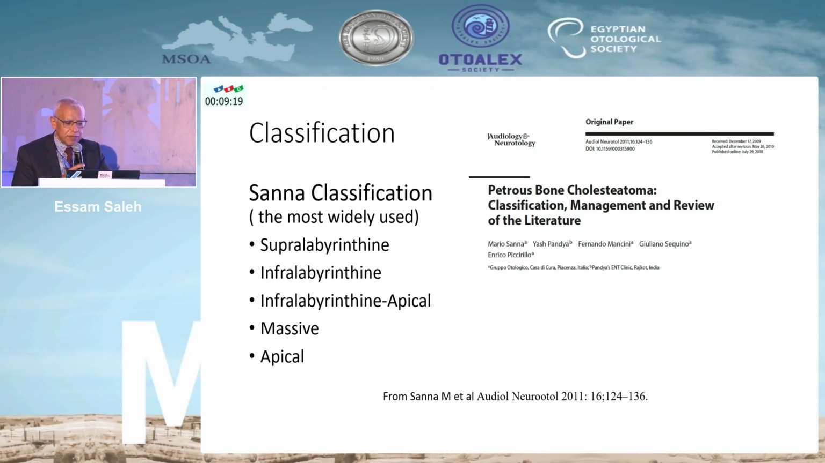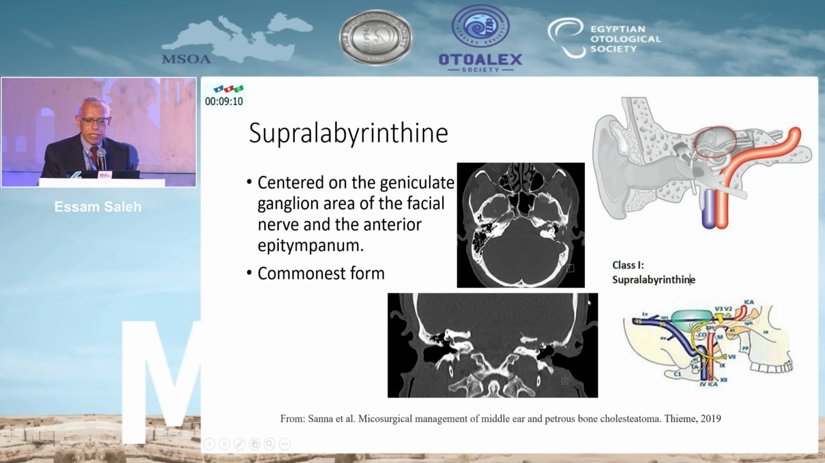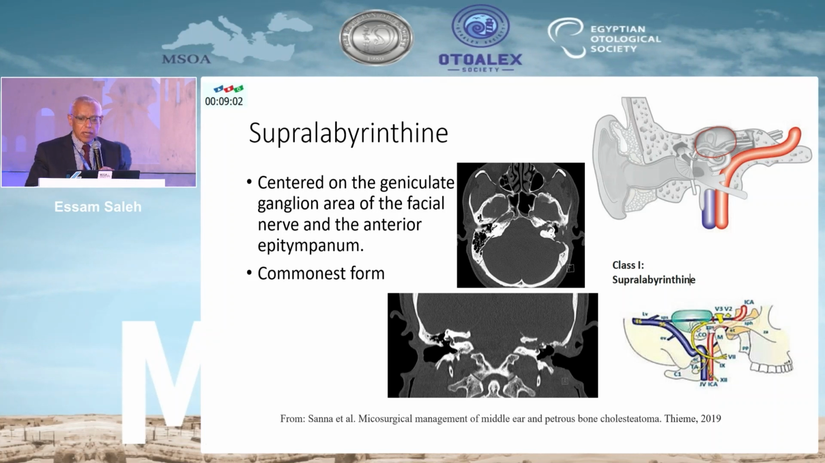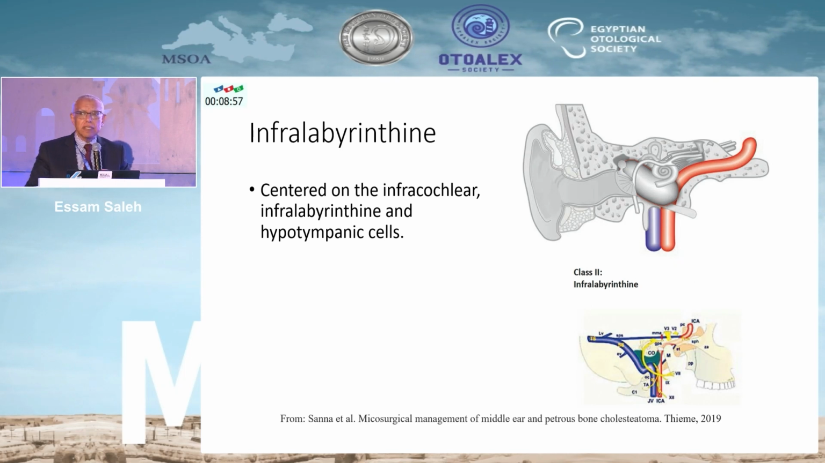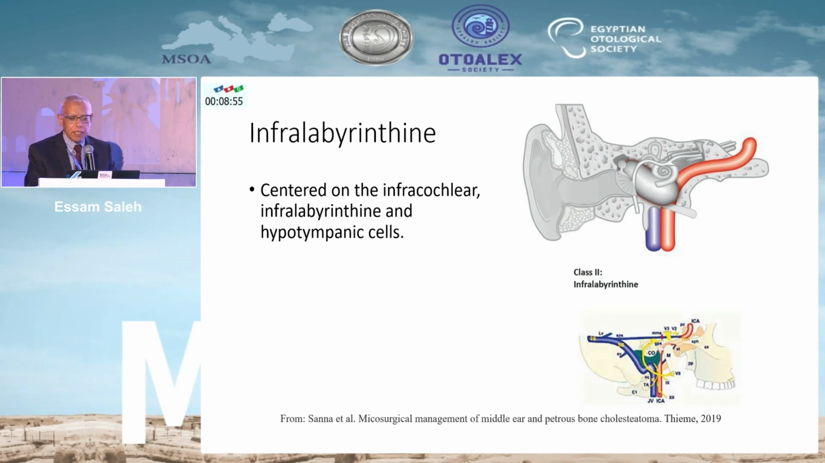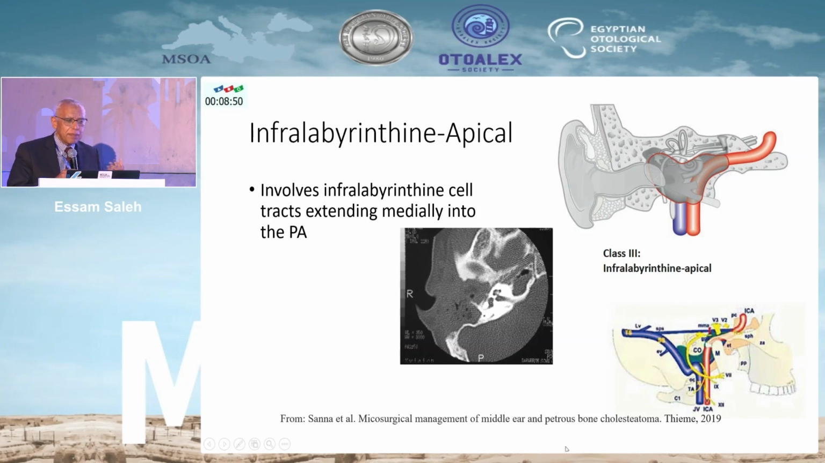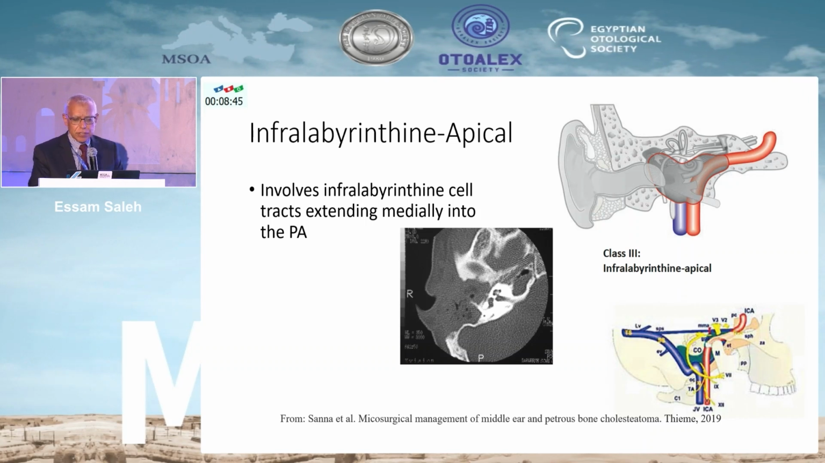I follow the standard classification, which is supralabyrinthine, infralabyrinthine, infralabyrinthine apical, massive, and apical. The supralabyrinthine is the commonest form, and it usually is located above the labyrinth, centered over the geniculate ganglion of the facial nerve. That's why in these cases we find a lot of cases do have facial paralysis. The infralabyrinthine is centered in the infracochlear and infralabyrinthine cell tract. And the infralabyrinthine apical is, again, infralabyrinthine, but it's more extensive to involve the petrous apex.